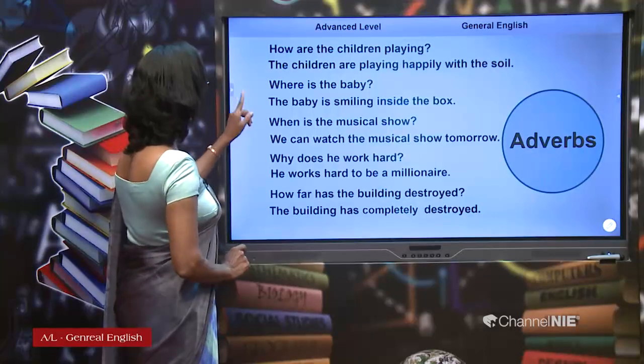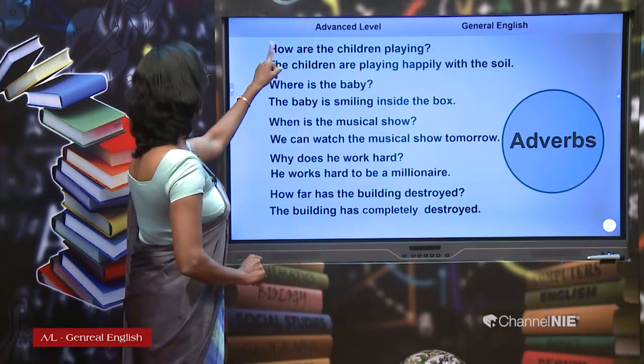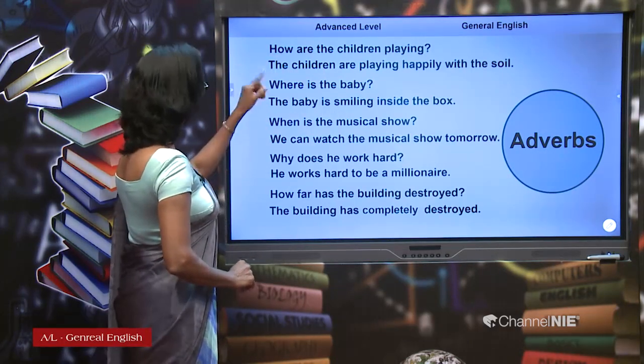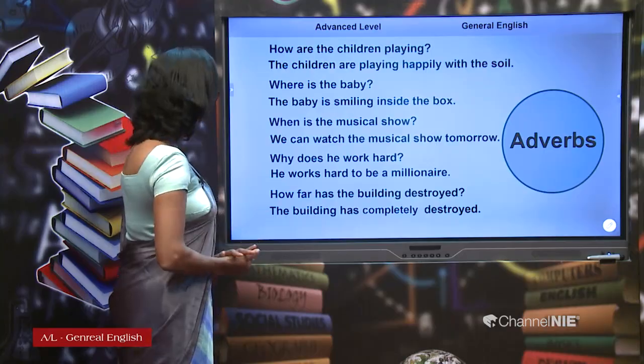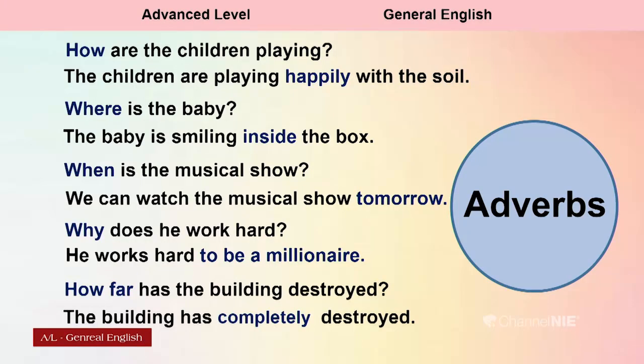So the question forms: the first question is how. The second WH question is where. The third WH question is when. And the fourth one, why. And the last one, how far. So here, how refers to manner. And the next one, where, refers to place. The third one, when, refers to time because the answer is tomorrow. Where, place, and the baby is inside the box, right?